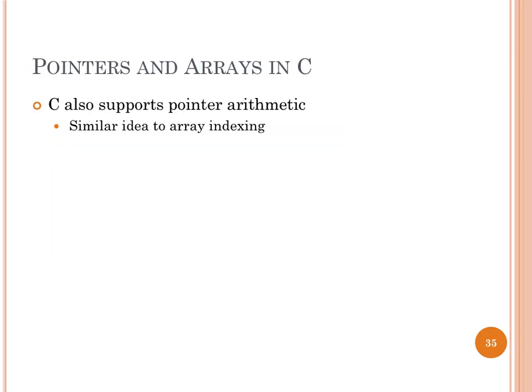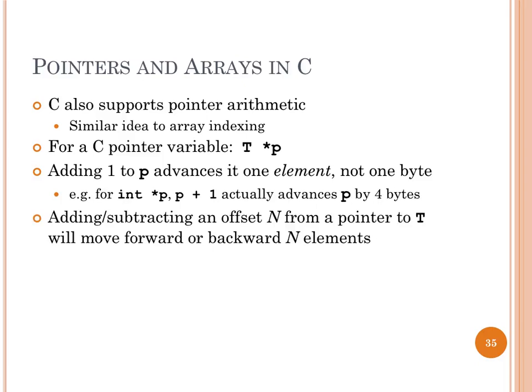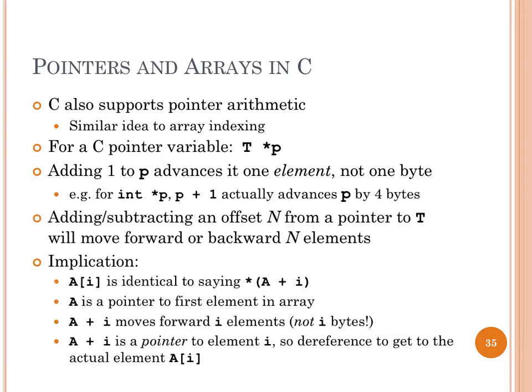Okay, last thing to talk about is pointer arithmetic, which is the same as array indexing. So if I have a pointer variable, T *P, C is defined so that if I add 1 to that pointer, it does not move forward 1 byte, because that would make no sense. Instead, the type of the pointer is used to advance 1 element, not 1 byte. Now, it turns out you can also subtract from P, which is a little scary, but you can do that as well. So for int *P, if you do P plus 1, that's going to move forward 1 int, or 4 bytes, not just 1 byte. So you can add or subtract an offset n.